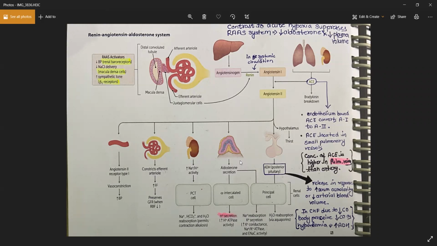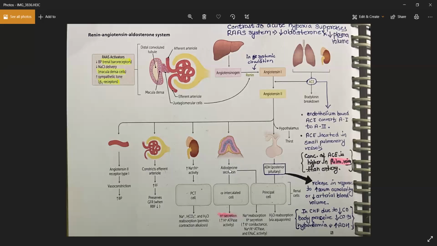Principal cells? No, I'm not asking about where this aldosterone acts. I'm asking where this aldosterone is secreted from. What cell in the adrenal secretes the aldosterone? Zona glomerulosa cells, right? Yes. So the angiotensin 2 goes to the zona glomerulosa cells, and there it will secrete the aldosterone, right?